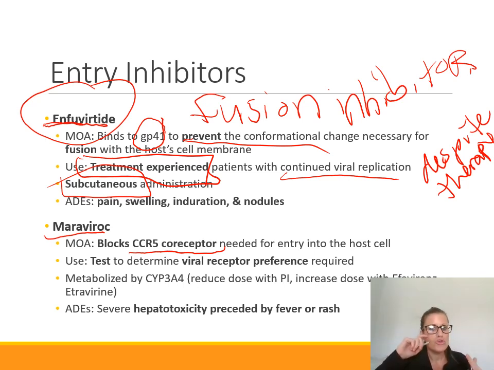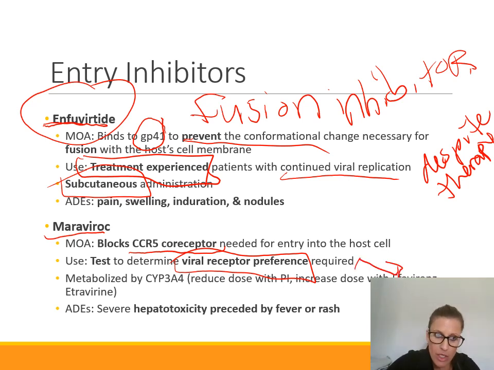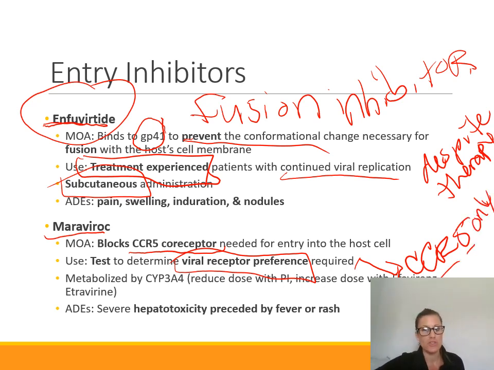So before you treat with Maraviroc, you have to test their viral receptor preference to make sure that the HIV that they have prefers the CCR5 co-receptor only. If their HIV uses the R4, Maraviroc won't work. If their HIV uses both receptors, then Maraviroc won't be nearly as effective. So you've got to test the receptor preference before starting treatment.